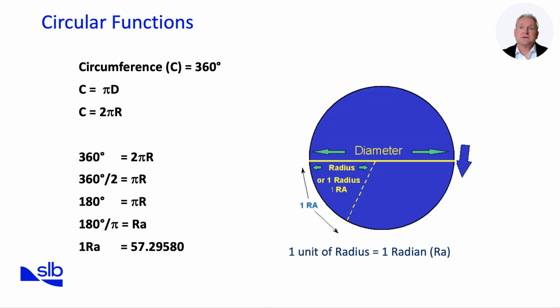Circular functions form the mathematical foundation of directional drilling calculations. A complete circle is 360 degrees, which also relates directly to pi times the diameter, or 2 pi times the radius. Importantly, 1 radian is defined as the angle subtended at the center of a circle when the arc length equals the radius. This means that 360 degrees equals 2 pi radians and 180 degrees equals pi radians.